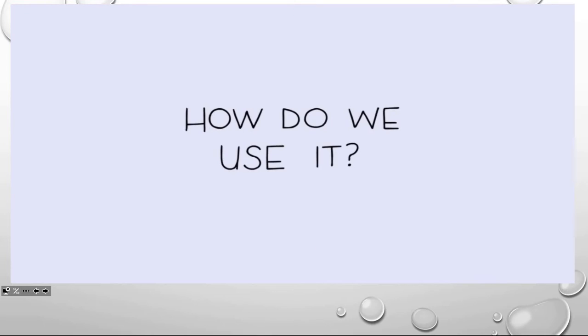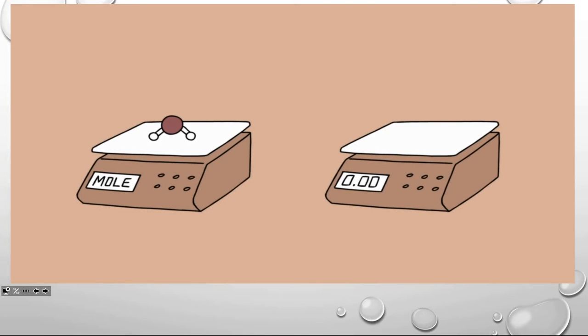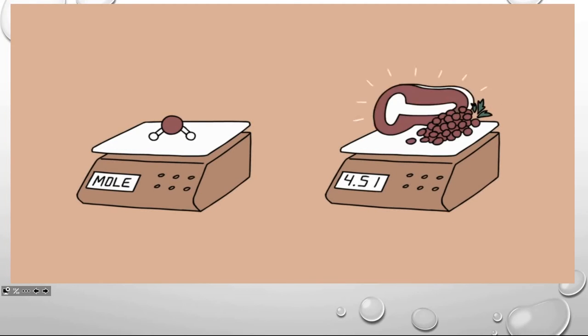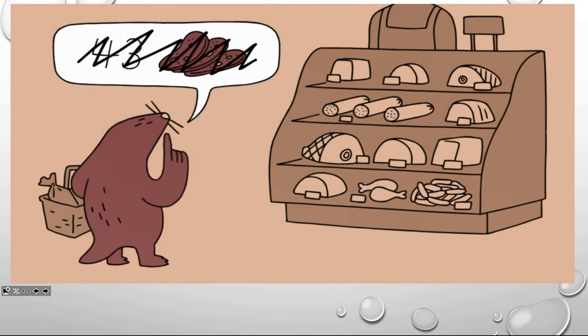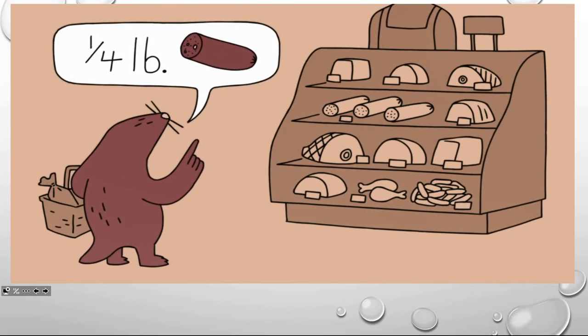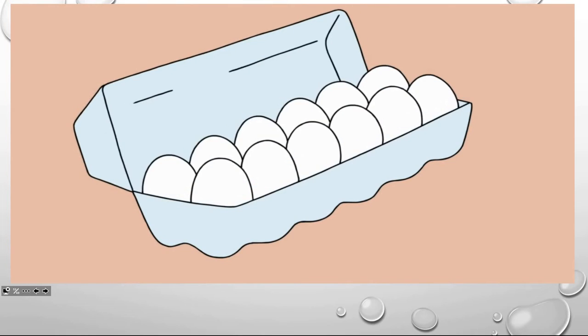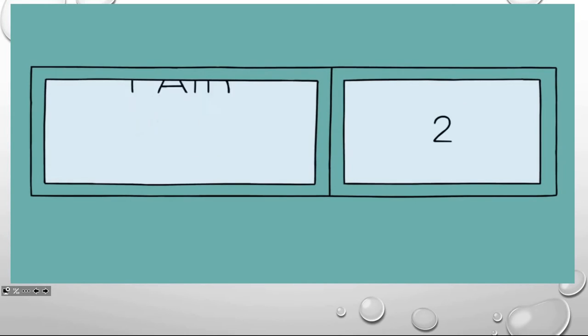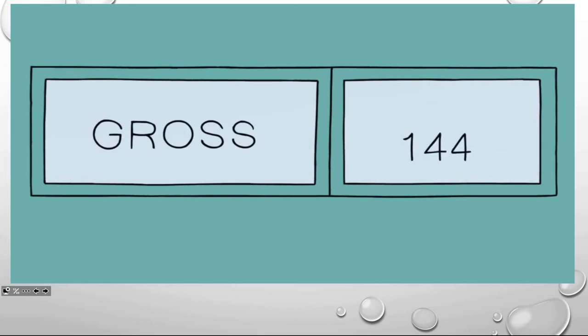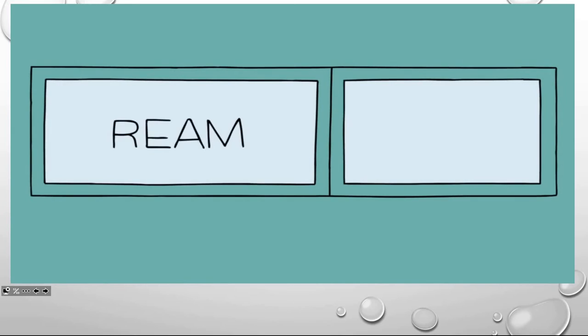So how do we use it? You might be surprised to know that chemists use it the same way you use pounds to buy grapes, deli meat, or eggs. When you go to the grocery store, you don't go to the deli counter and ask for 43 slices of salami. You buy your salami by the pound. When you buy your eggs, you buy a dozen eggs. When we hear the word dozen, we probably think of the number 12. We also know that a pair is 2, a baker's dozen is 13, a gross is 144, and a ream of paper is... anybody? A ream is 500.